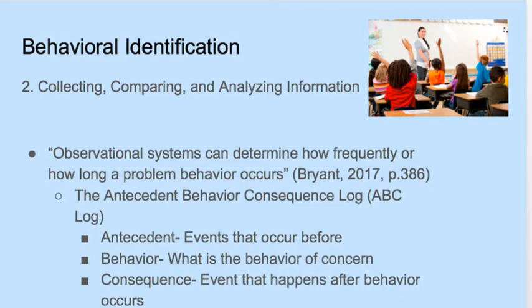So what is the behavior of concern? What did we just identify in step 1 as the problem behavior? And C is consequence, and that is the event that happens right after the problem behavior occurs. So right after it occurs, whatever the teacher does or whatever the student does, that's the consequence.